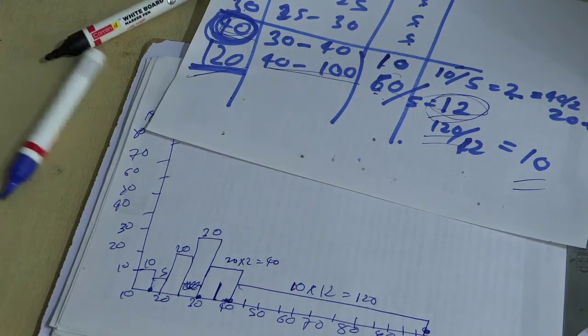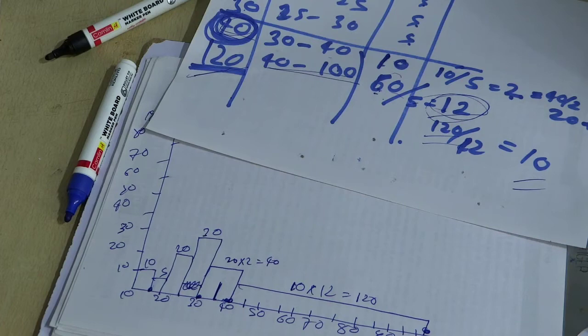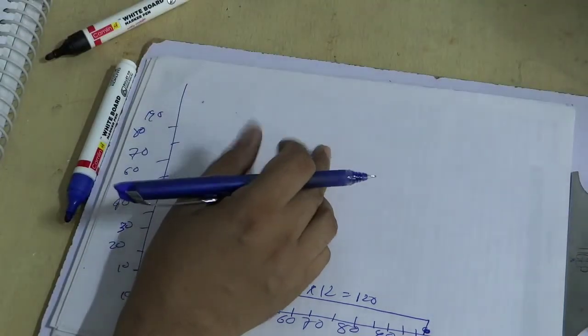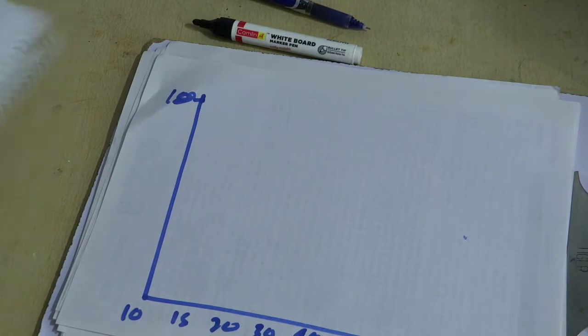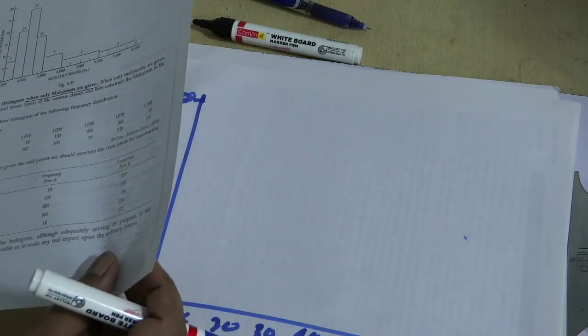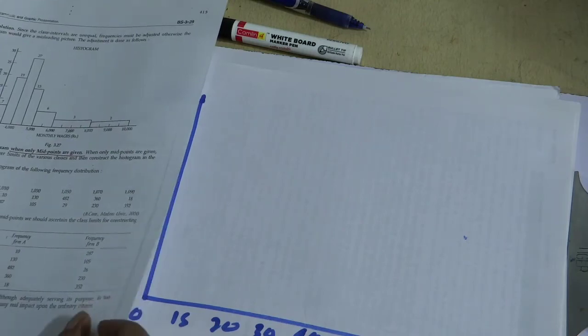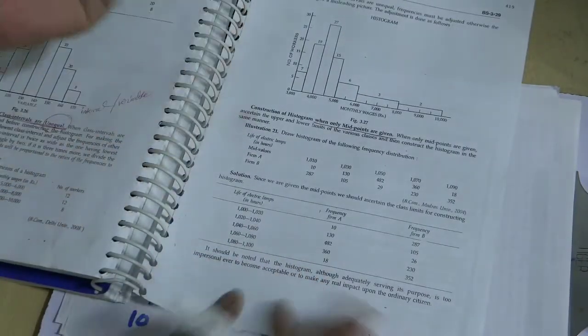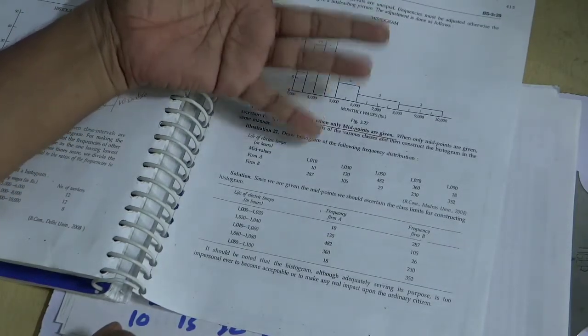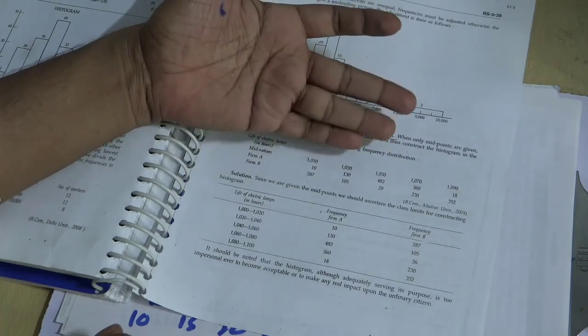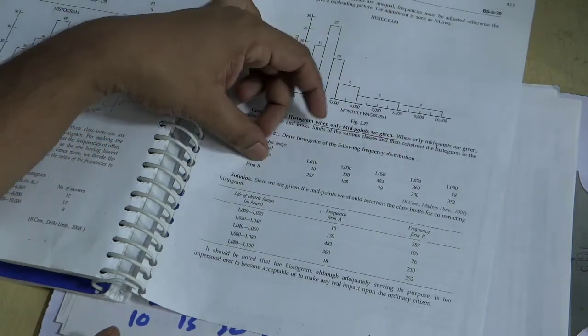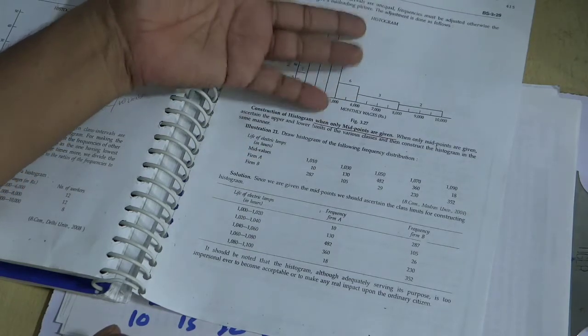Now, the next one is not a very big thing. You can do it very easily. You can find it on page number 415. Here I'm not going into detail because all of you know this. When only the mid value is given, here the mid values are 1010, 1030, 1050, 1070, 1090, form A, form B. So if the mid value is given, then how can we draw the data? That's very simple.